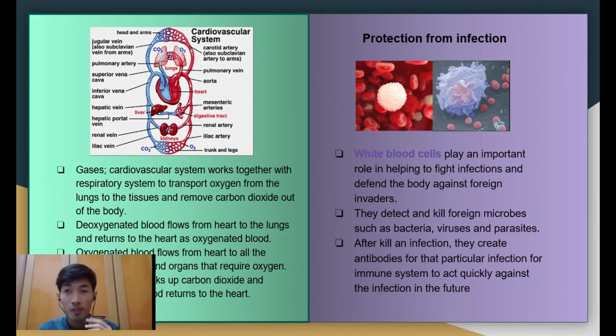Secondly, the cardiovascular system also protects our body from infection and blood loss. White blood cells in our blood help in fighting infection and defend our body against foreign invaders. They detect and kill foreign microbes such as bacteria, viruses, and parasites. After killing the infection, they will create antibodies for the particular infection.